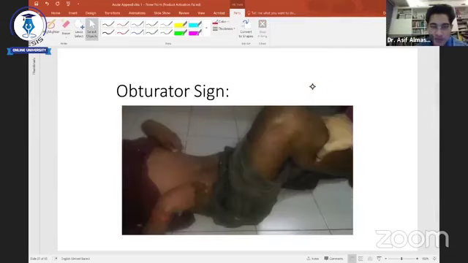Then the obturator sign. Sometimes in a pelvic appendix, if the appendix is over the obturator muscle, especially the obturator internus muscle, what happens is if you do an internal rotation of the hip joint, then it will result in tenderness. It will cause pain to the patient.